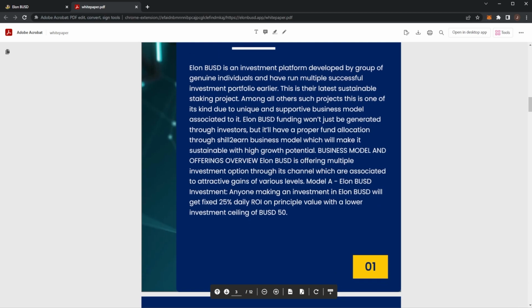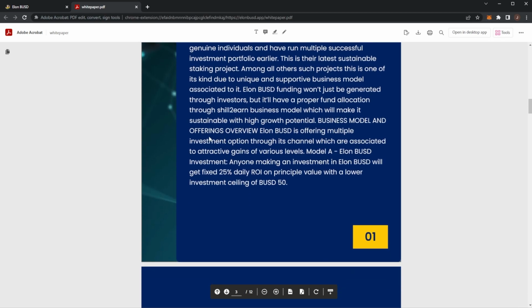potential. Business model and offerings overview is a multiple investment option for its channel associated to attractive gains of various levels. The BUSD investment, anyone can make an investment and earn 25% daily ROI on principal value, with a lower investment ceiling, so your minimum deposit is 50 BUSD.